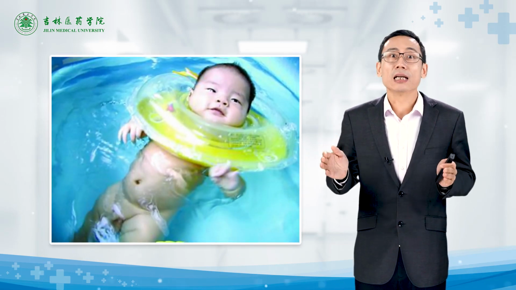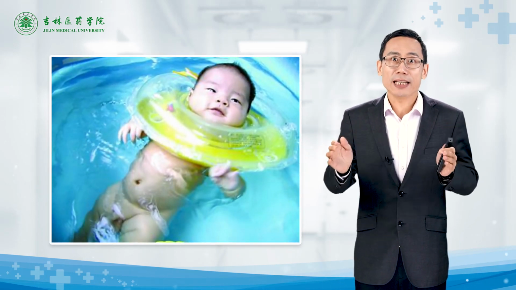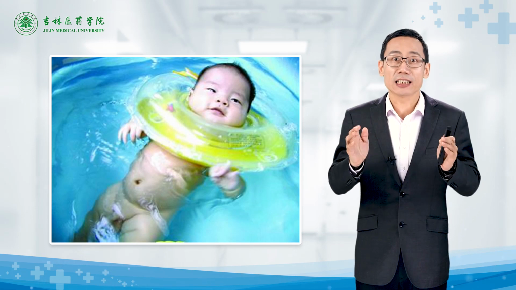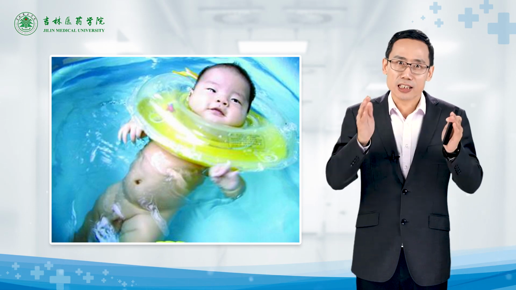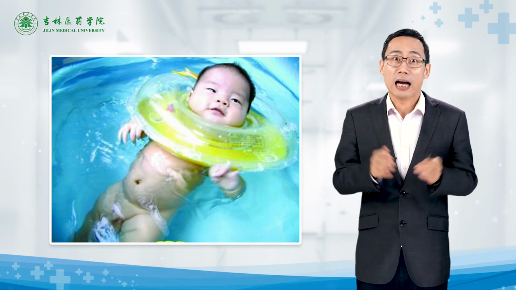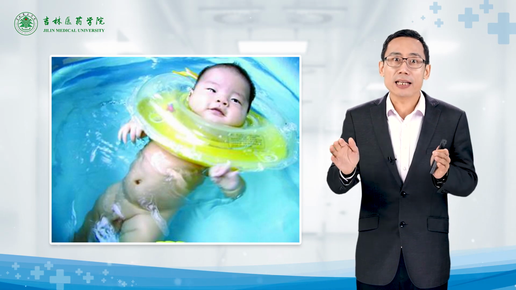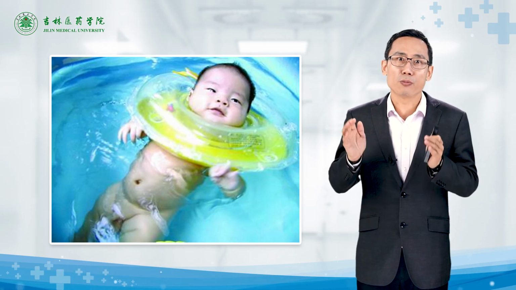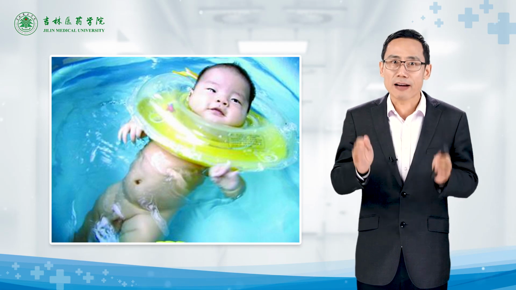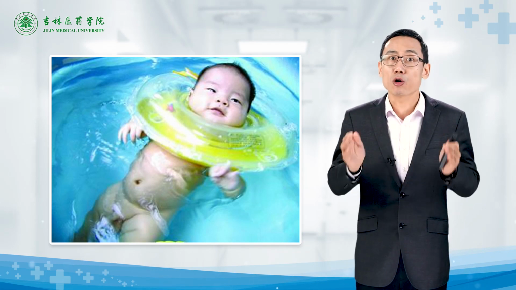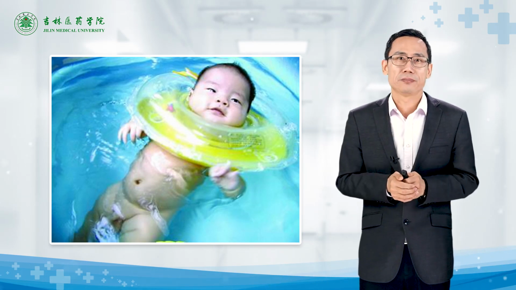Baby swimming is to let the baby do independent exercise in water, just like in the amniotic fluid, and use the gentle caress of water waves to promote the intellectual development and the healthy growth of the newborn.